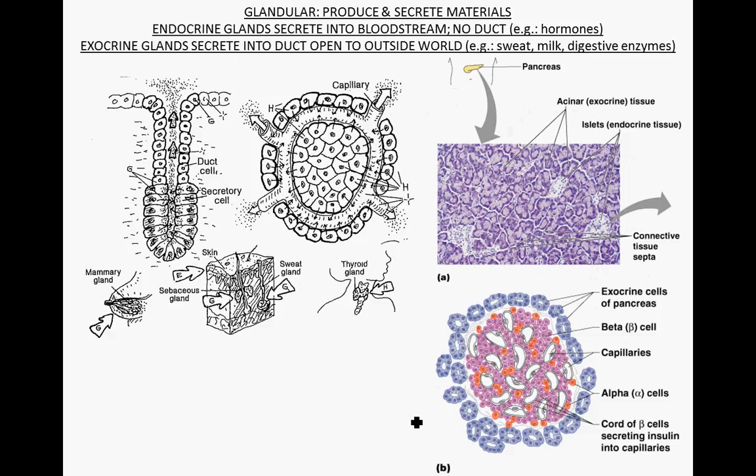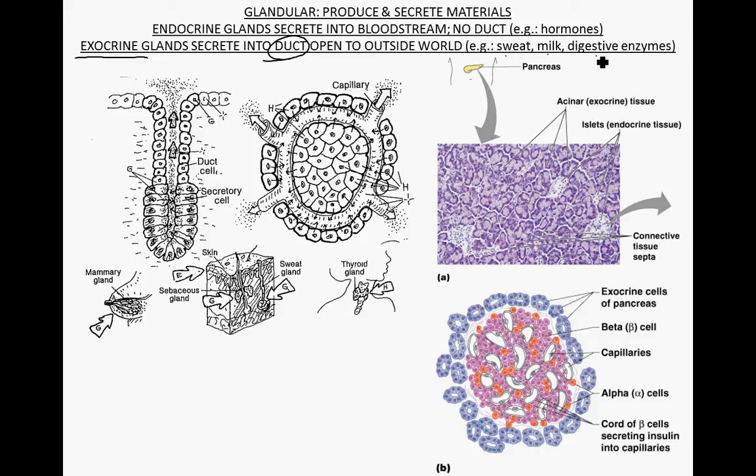Talk quickly here about the difference between the glandular part of the epithelium, and the difference between endocrine glands and exocrine glands. Exocrine glands, as we showed you in that cross-section of the small intestine, secrete into a duct that is open to the outside world. Examples of exocrine glands would be sweat glands, milk glands in the mammary areas, and then digestive enzymes as well. So these are the things that get secreted out of a duct.